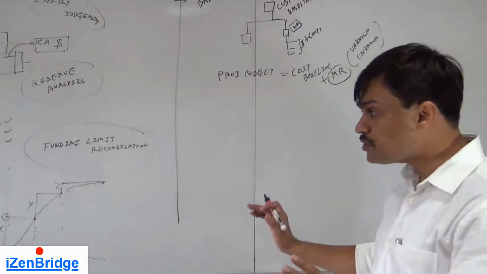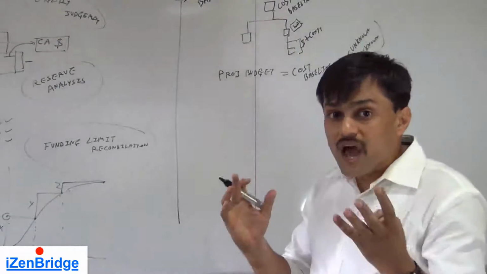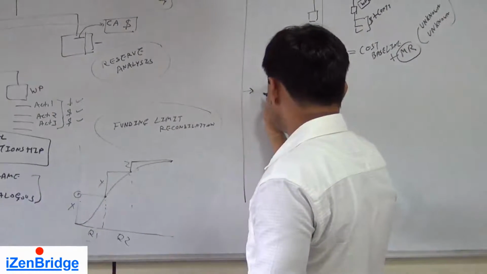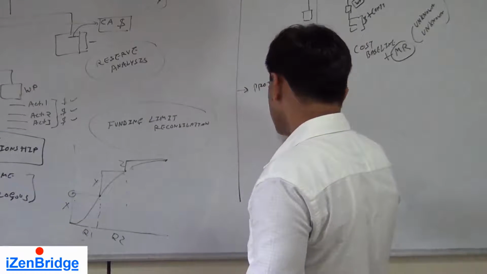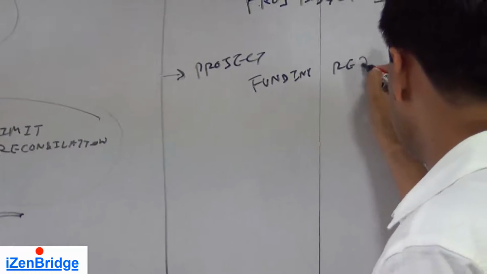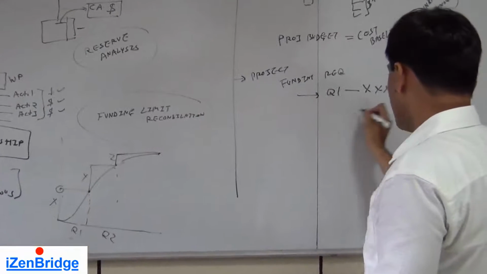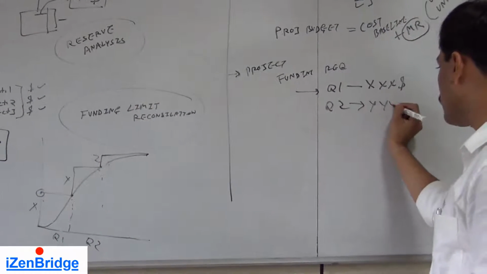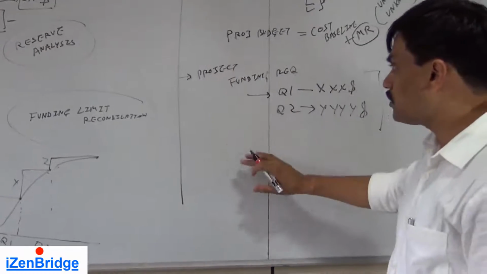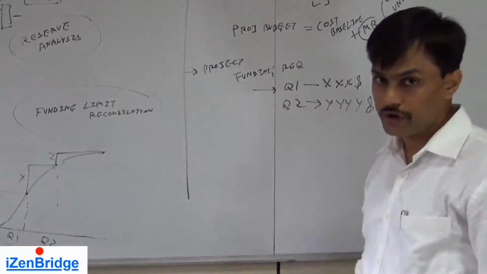Now the second output: we were doing funding limit reconciliation, so it generates cost funding requirements. The project funding requirements is another output which comes from this process. As I was talking about here, it tells us that on Q1 I need XXX dollars, at the beginning of Q2 I need YYY dollars, and this is the project funding requirement. So it is an output which tells the management how frequently and how much money the project will need.